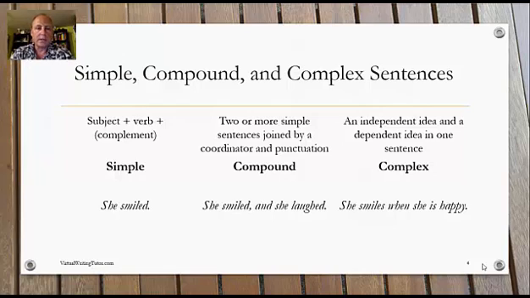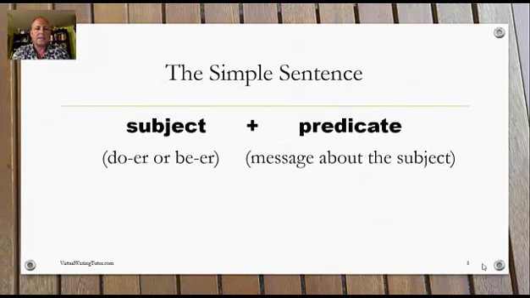Let's look in a little bit more detail. A simple sentence, as I said, must have a subject and a predicate. The subject of a sentence is the be-er or the doer of that sentence, and the predicate is some message about that subject. So it could be just a verb, or it could be a verb and an object, or what we'll just call the complement. Let's look at an example.